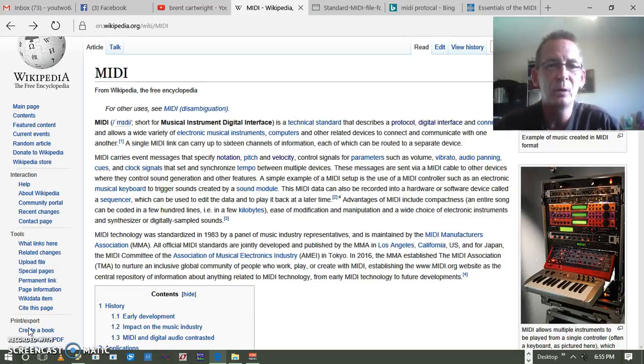And the MIDI protocol is used to send the messages that specify the notation, pitch, velocity, and control signals for parameters such as volume, vibrato, panning, cues and clock signals, sets tempo and things like that. So it's a very basic thing. It can trigger sound modules, and you can set it up to where it's sending information into sequencers. So basically that's a pretty good basic outline of it.